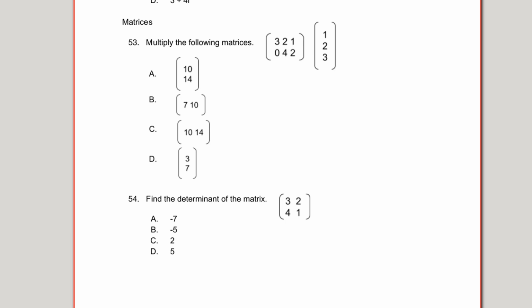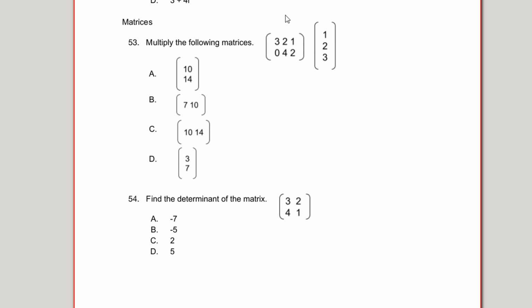Now we're into the matrix section. Question number 53 asks us to multiply the following matrices. And we've got this example here. I do want to mention we don't often see a lot of multiplying matrices, but every now and then we do. So that's why I think it's always good to practice. They're usually not very complicated, and this one is in that example here.